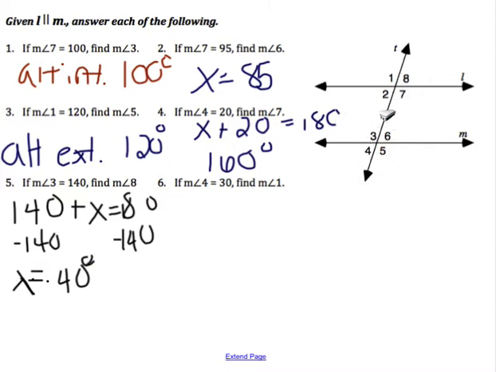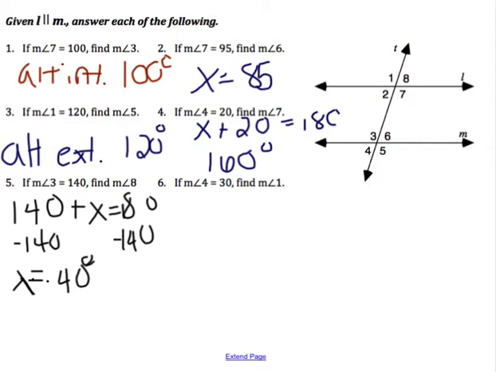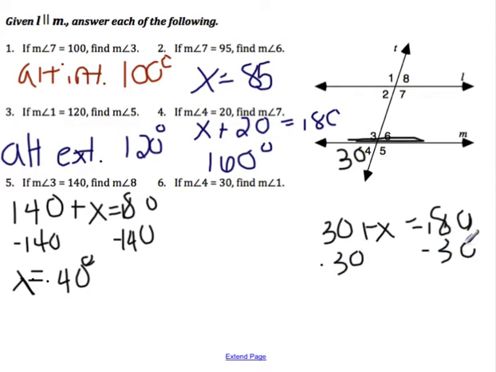Last but not least, let's take a look at number 6. For number 6, we want to find the measure of angle 1. The measure of angle 4 is 30. What I notice is that 4 and 5 form a line, so let's start there. 30 plus whatever angle 5 is has to add up to 180. Then we can subtract 30 from both sides, and we get that x is equal to 150. So this right here is 150.